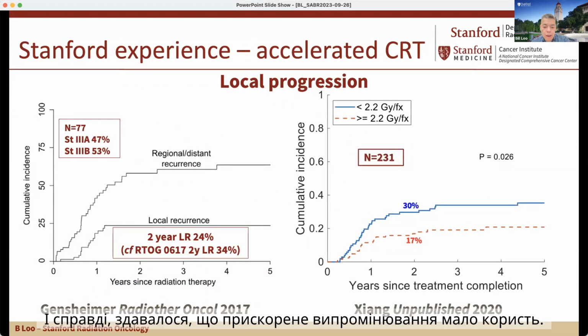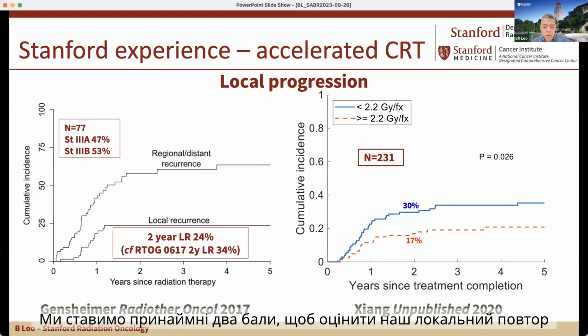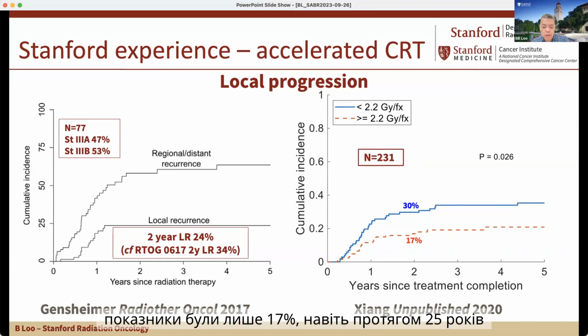0617. And in fact, there seemed to be a benefit of doing the accelerated radiation, where giving at least 2.2 gray a day, our local recurrence rates were as low as 17% out to even 4 to 5 years.